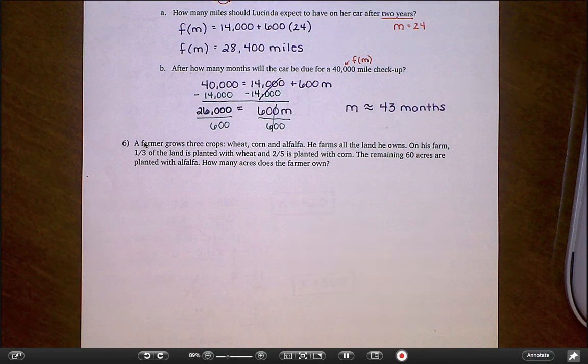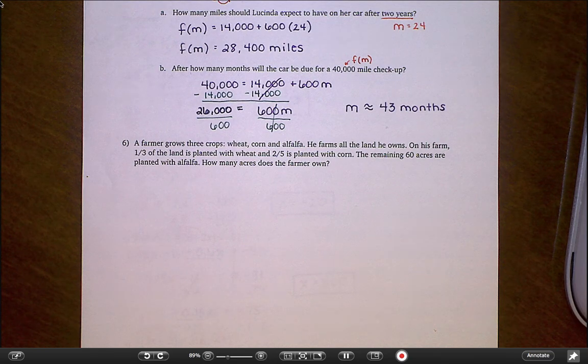Okay, this next problem is a good one, and it's one that you're going to need to make sure you understand because you're going to run into it a lot of times. So a farmer grows 3 crops, wheat, corn, and alfalfa, and then it goes into some information about how he divides up his land. Our goal is to figure out how many acres this total farm is.